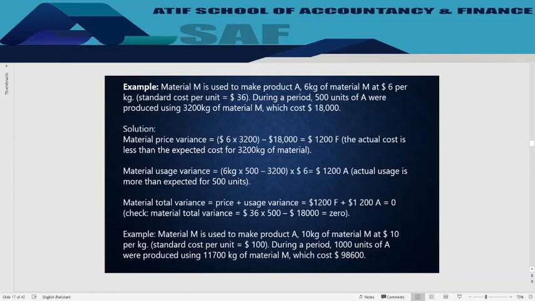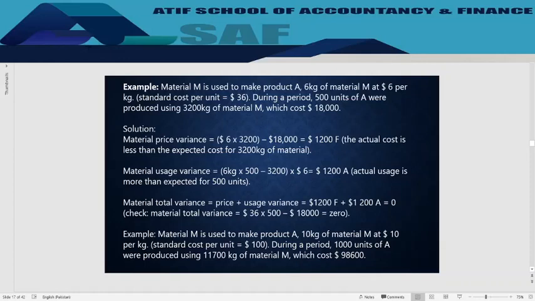But this is the variance in quantity. To calculate the variance in amount, we have to multiply this difference with the standard price. 200 units multiplied by $6 gives you $1200 adverse variance. So in this example, material price variance is favorable, $1200, and material usage variance is adverse, $1200.